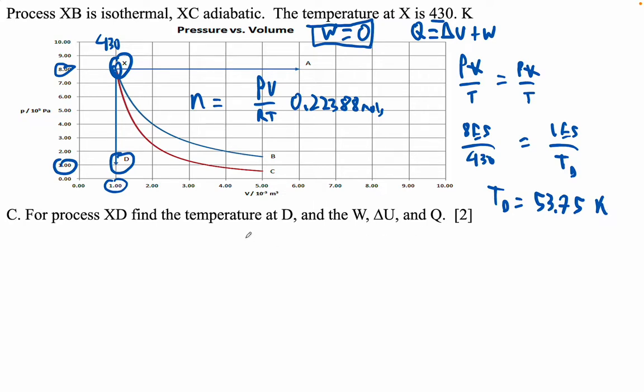Okay, so let's see. Find the temperature at D. We just did that. Woohoo! All right, so find the temperature at D, find the work, the delta U. Okay, so let's do delta U.